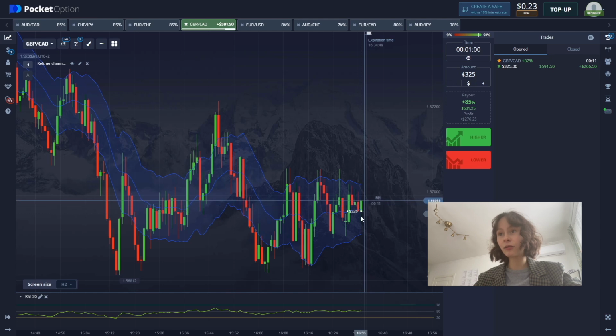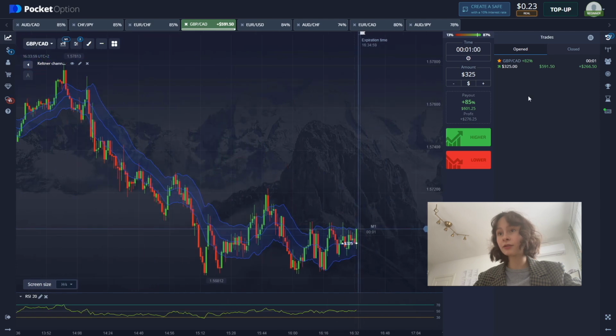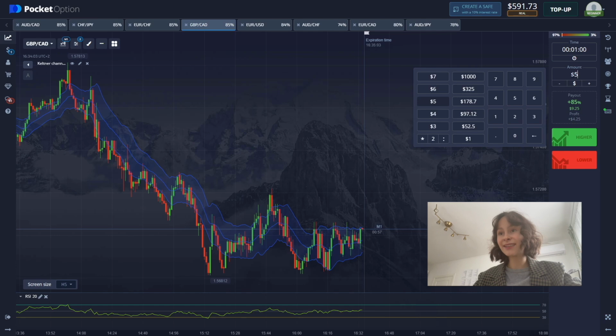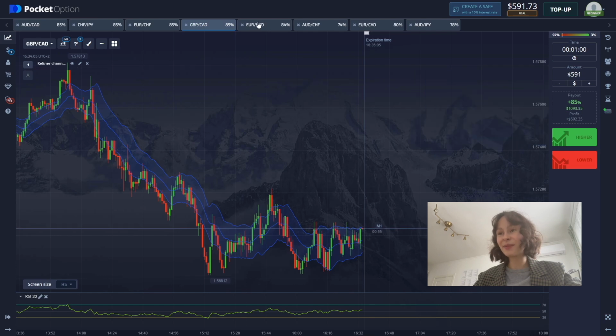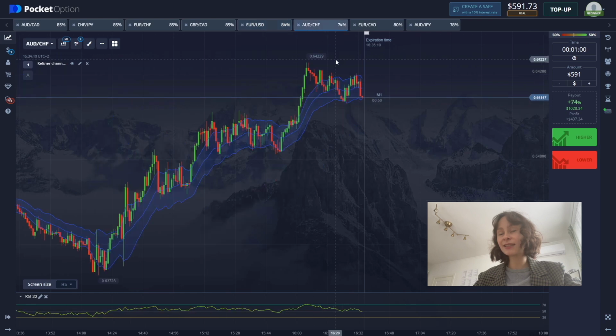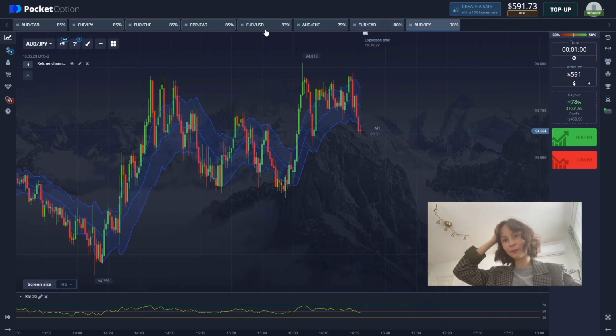We see a long shadow here and here. And it means that the price is pushing upwards. It wants to go upwards, and we're holding on to the rules and not opening on the counter trend. We're opening according to the trend, and our deal is profitable. On the balance, we have $591, and let's not stop and choose the next most appropriate currency pair.